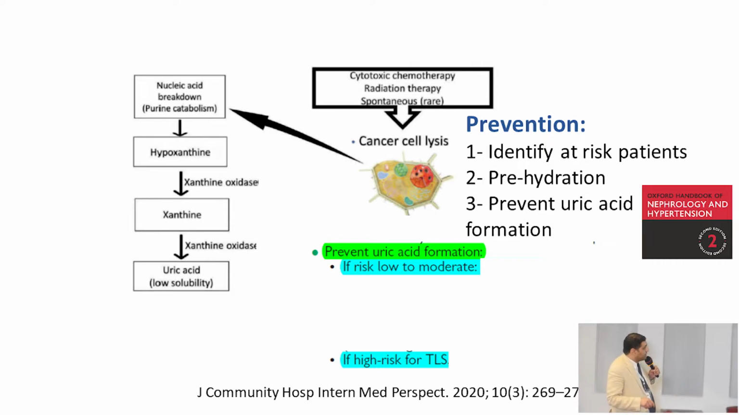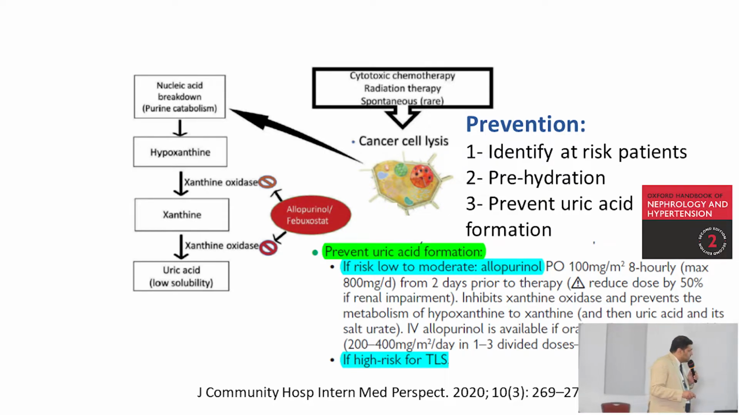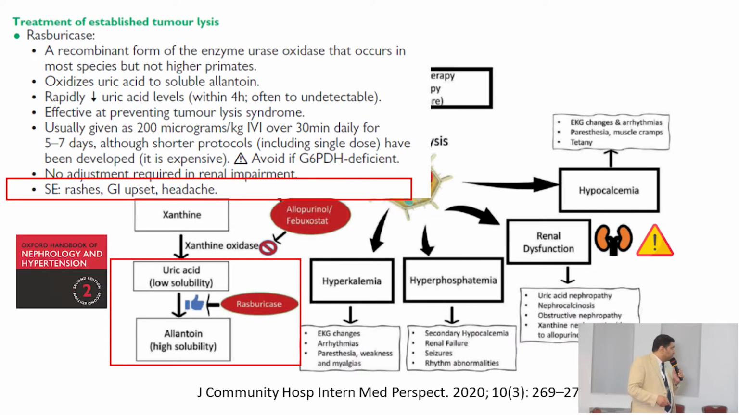What about prevention of uric acid formation? That's why it is important to stratify the patient according to presentation. If the patient risk is low to moderate, you can give allopurinol or febuxostat that inhibit the xanthine oxidase. You can give allopurinol up to a maximum of 800 milligrams per day, and you can start it 2 days prior to the therapy. If the patient has high risk for tumor lysis syndrome, it's better for the patient to receive rasburicase. I will talk about it now in the treatment; it's a very expensive drug, but very effective to lower the uric acid level, as it will convert the uric acid to the more soluble allantoin.